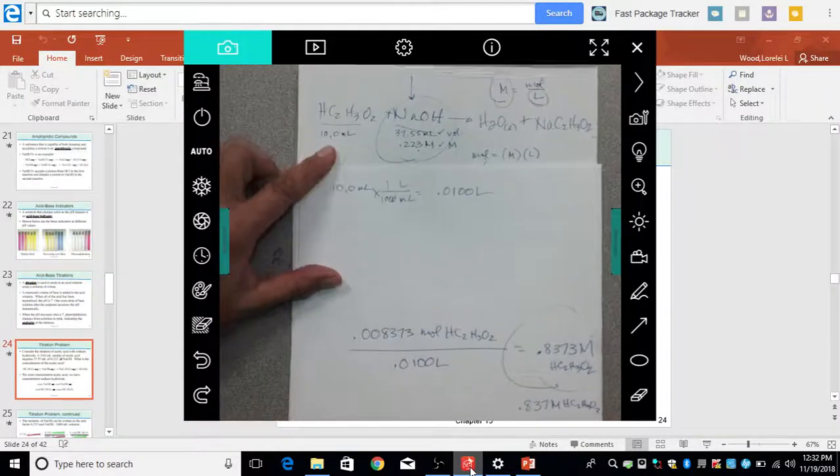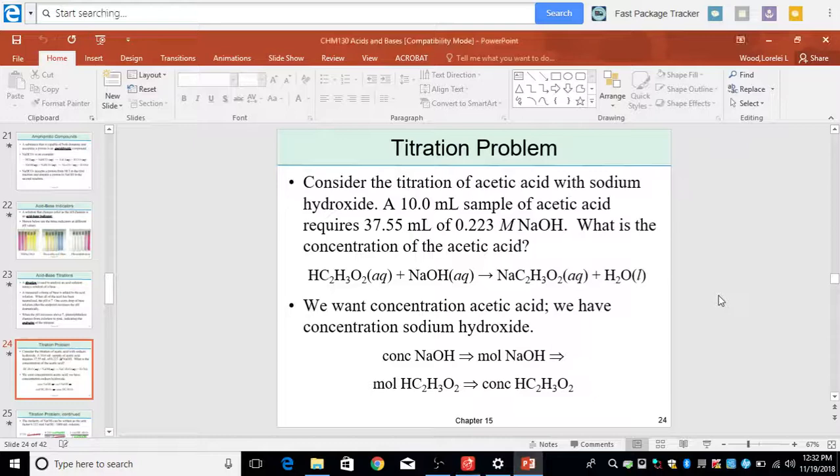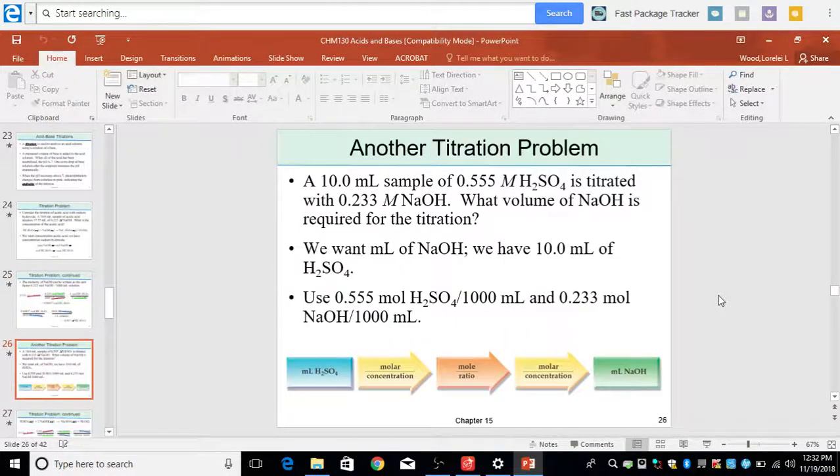So you could have used the MAVA equals MBVB way to solve that, but that's only if it's 1-to-1. I think I have a problem here that's not 1-to-1. Here we go. All right, here's one that is not a monoprotic acid. Here's one that has a diprotic acid.